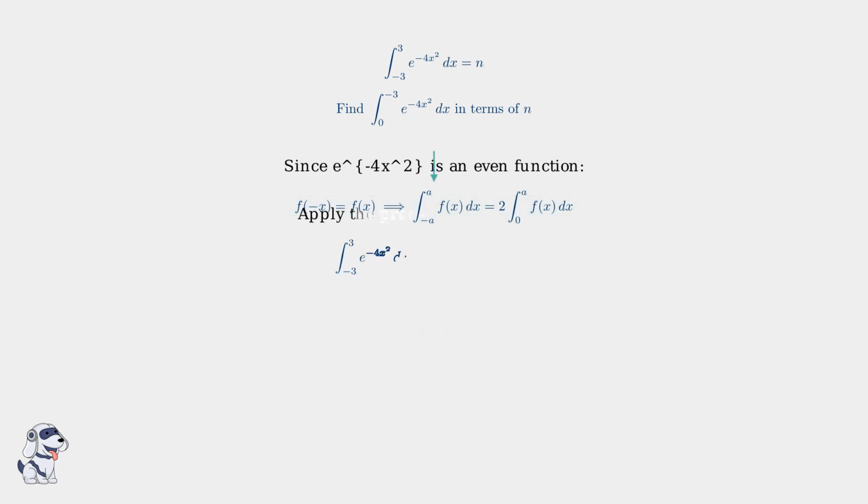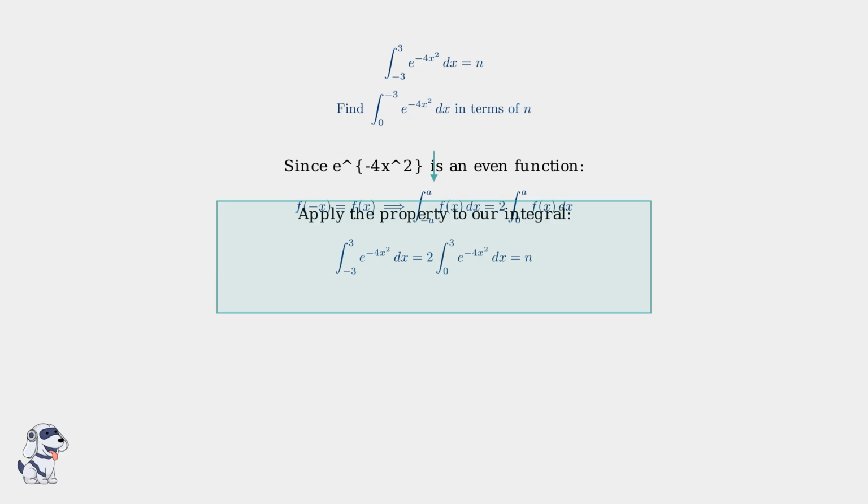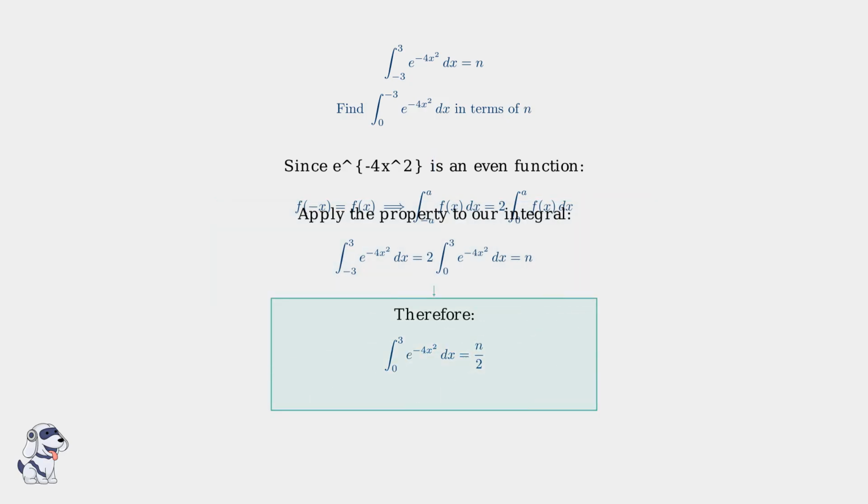Applying this property to our integral, we can write that the integral from -3 to 3 equals twice the integral from 0 to 3, and this equals n. Solving for the integral from 0 to 3, we get n divided by 2.